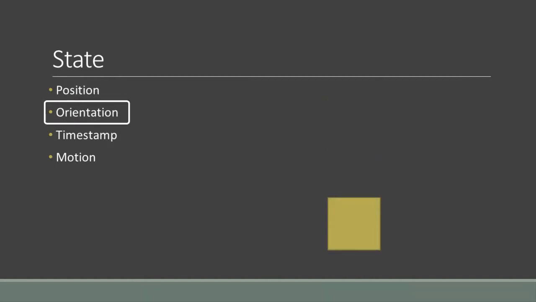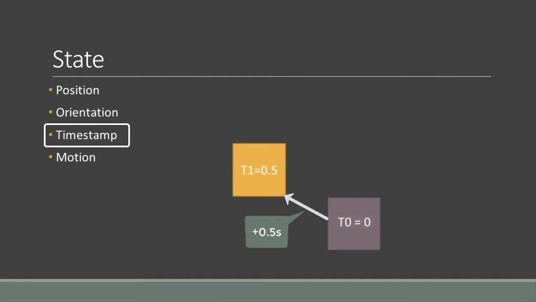The orientation of a state is based on the direction of the velocity relative to the parent state's orientation. The timestamp is when the state will occur, which is the sum of the lengths of each of the motions performed during the preceding states.